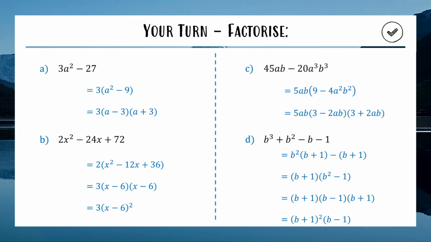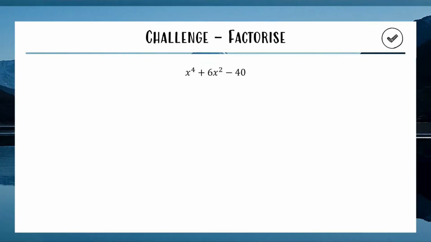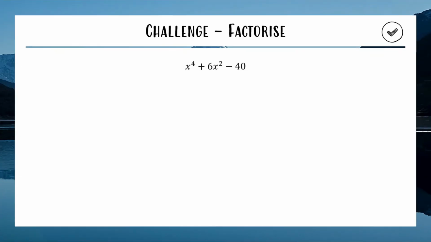Okay, we're going to finish off with one more challenge question. This is more of a year 10, maybe year 11 or 12 level question. We are factorizing x to the power of 4 plus 6x squared take away 40. If you're feeling confident or brave, you're welcome to pause the video and see if you can figure it out before I run you through the solution.